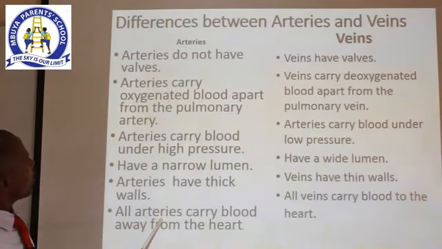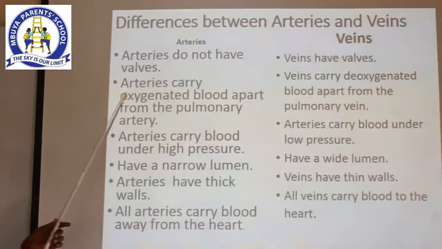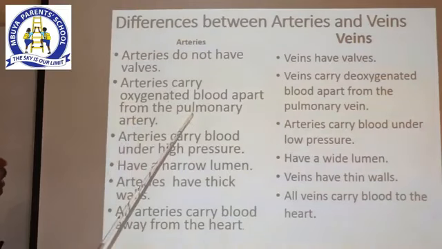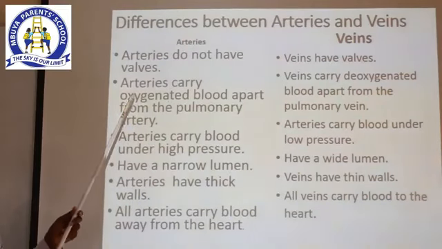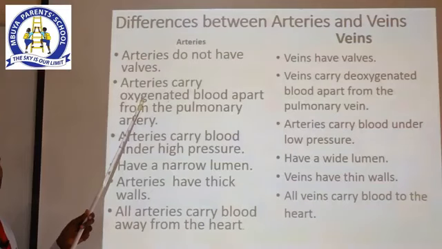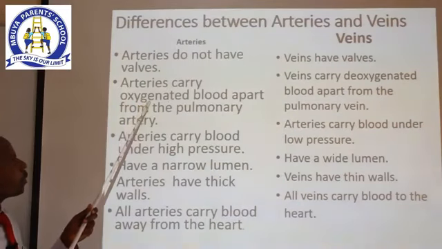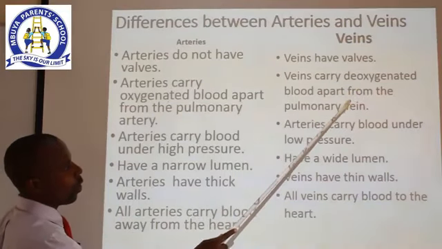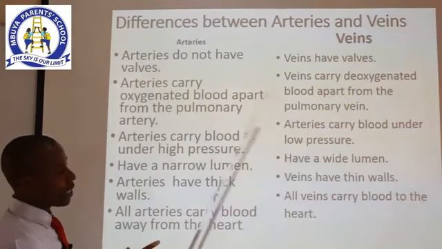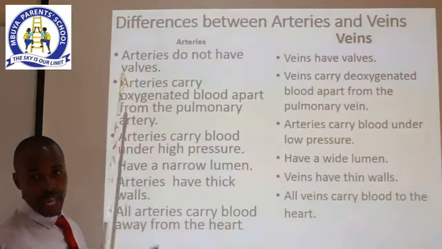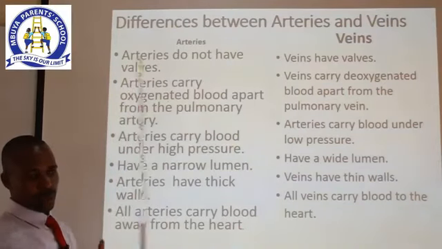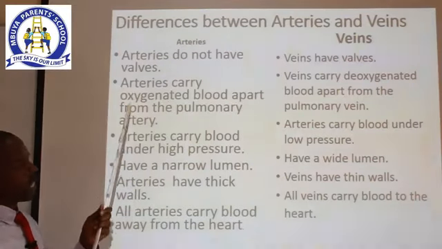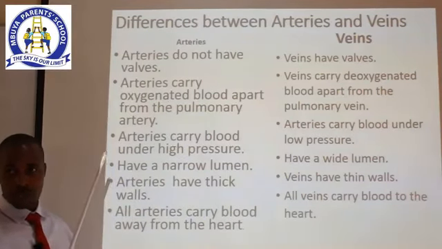We can also have another functional difference. Arteries carry oxygenated blood apart from the pulmonary artery. Being oxygenated means it contains more oxygen in it. And then this one, which is deoxygenated, contains more carbon dioxide. But the two gases are in either blood, whether oxygenated or deoxygenated, it has oxygen and carbon dioxide. But oxygenated has more oxygen.